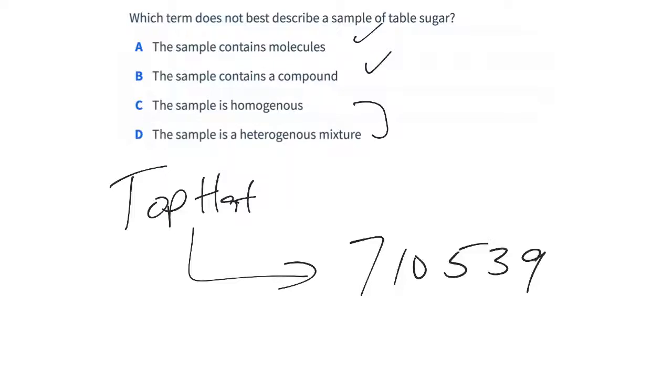Whether or not it's homogeneous doesn't address whether there's more than one substance there. So none of these questions are exclusively saying there's just one molecule. That's one little caveat. If you were confused and thinking, what if there is some dissolved water, the sample could still be homogeneous. The sample would still contain a compound. It could still contain multiple compounds. The sample would definitely contain molecules. But the sample is just not heterogeneous, so it can't be homogeneous and heterogeneous. I think most of you had the answer correct: the term that does not describe the sample is that it is a heterogeneous mixture.